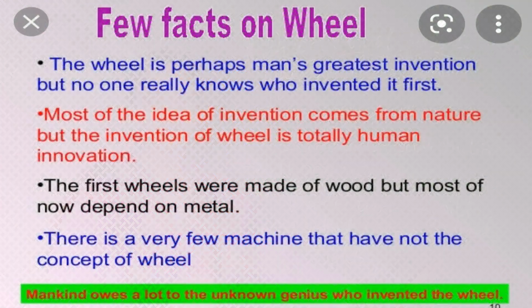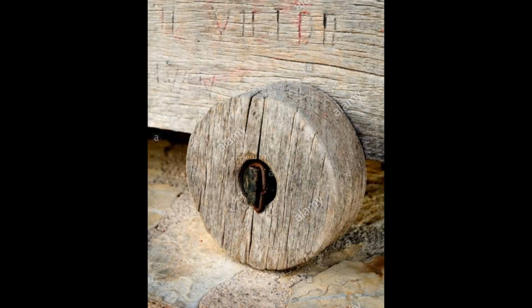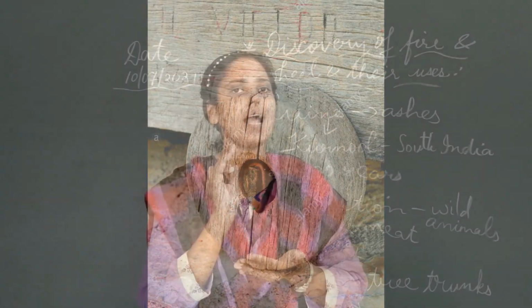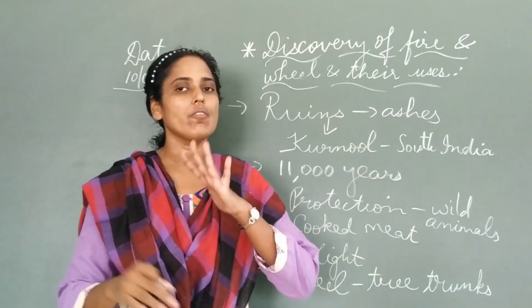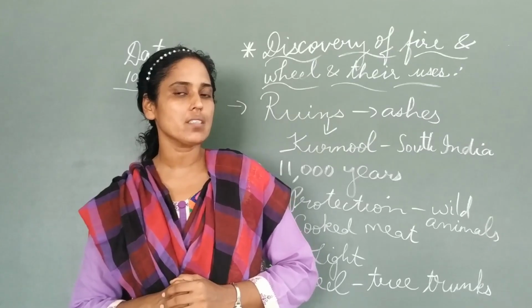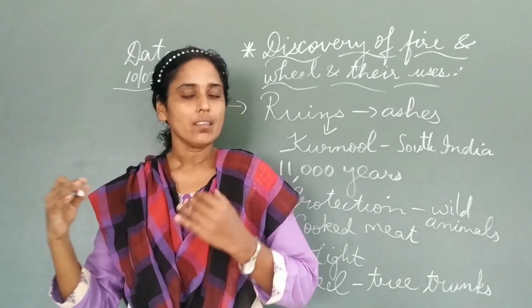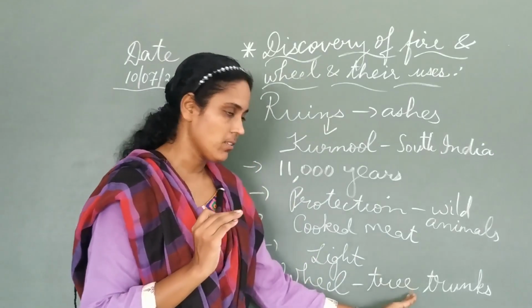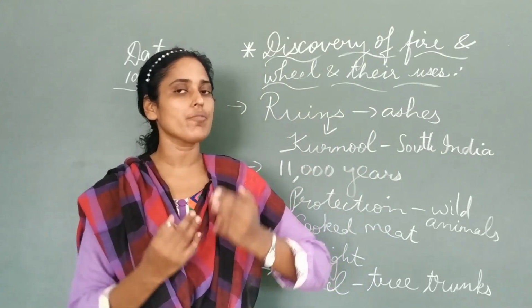So the first wheel made by the primitive man was with the help of tree trunks. He cut it and shaped it in a circular form, in a round form, and used it as a wheel. And this invention, that is the discovery of wheel, also revolutionized his life. How did it revolutionize? Because he started using it for different purposes. And the tree trunk which he used had to be very thick, because he had to use it for different purposes.